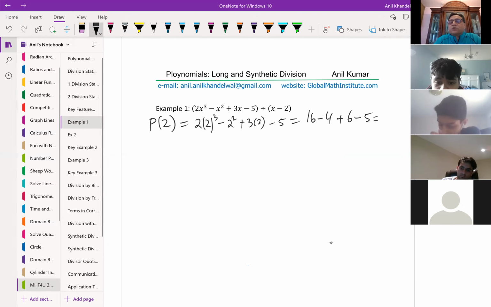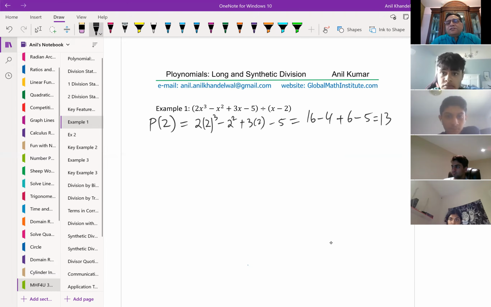And if you do this, what do you get? 16 minus 4 is 12. 12 plus 6 is 18. And from 18, if you take away 5, then you get 13. Is that clear? Correct? So we are expecting 13 as our remainder. Let us do all the calculations and check. Do we really get 13 as the remainder? So we will actually prove the remainder theorem in a different way. Okay, so let's do our long division.